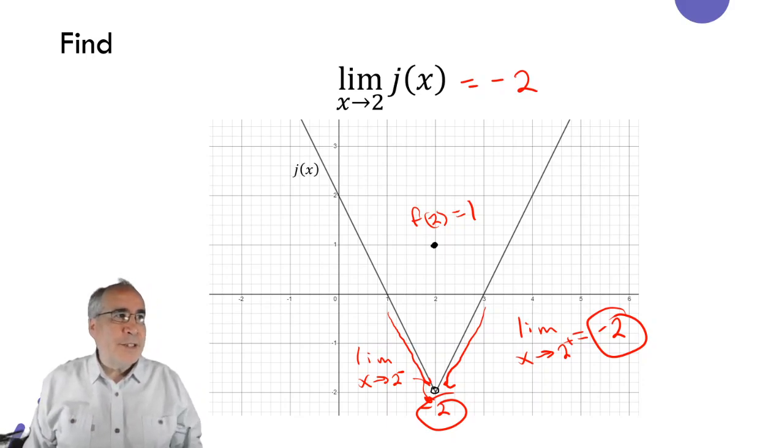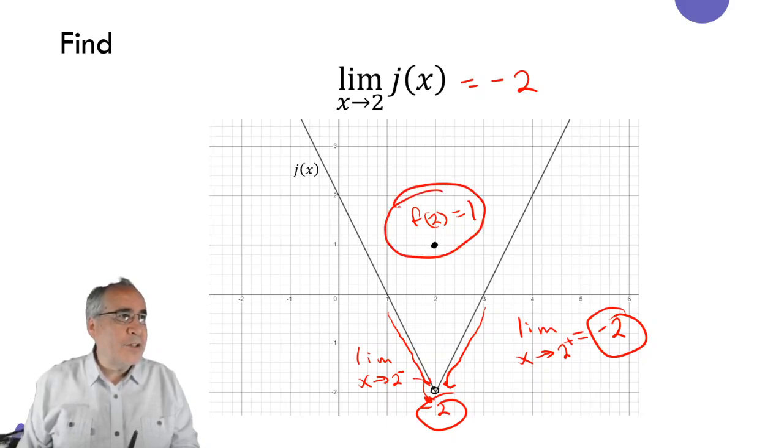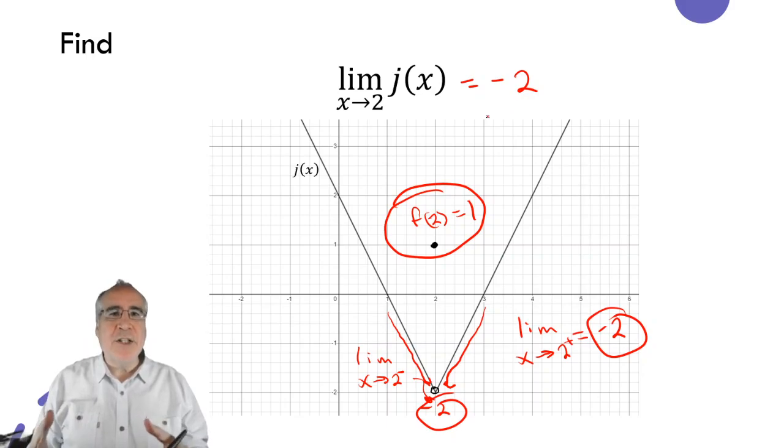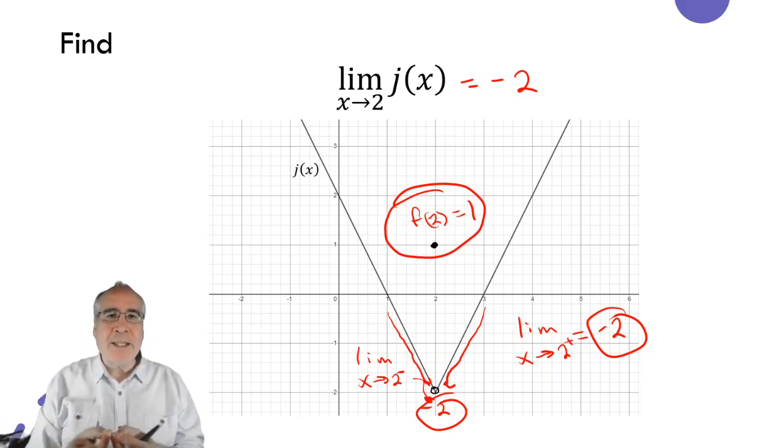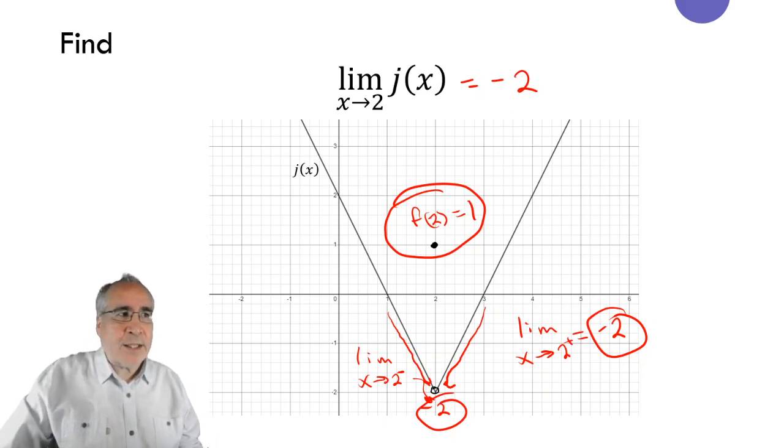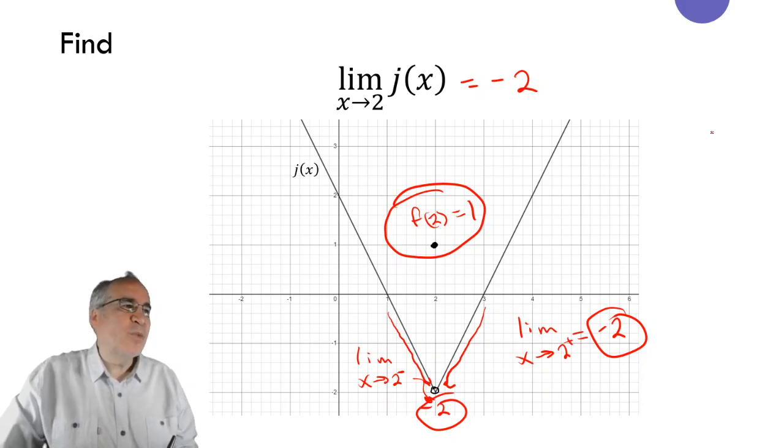Even though, in this case, we saw the function value is at y equals 1, the limit is at -2. So this is a case where it's discontinuous. The function value and the limit are not the same. It's one of the definitions we can use there.